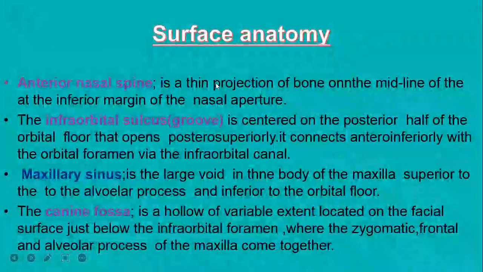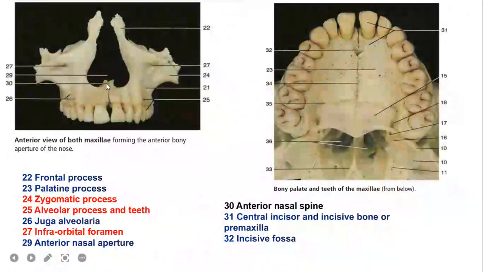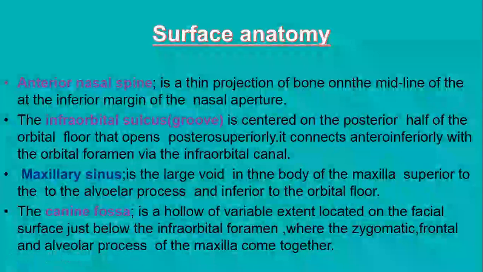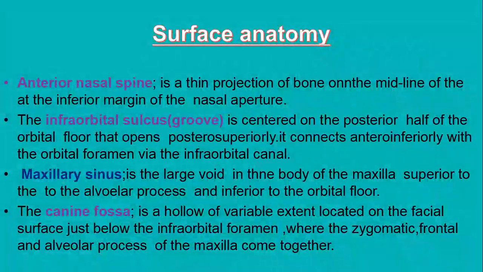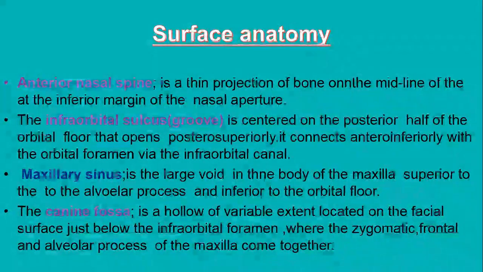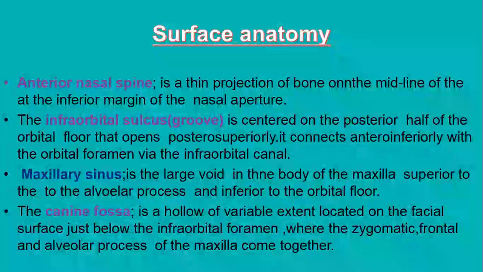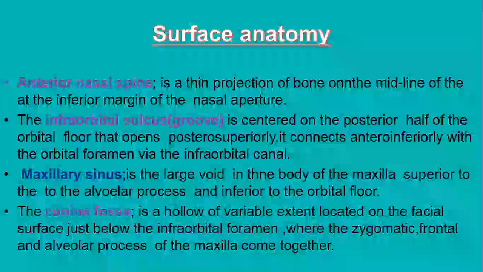Anterior nasal spine, which we've been able to identify as this part, is a thin projection of bone on the midline at the inferior margin of the nasal aperture. So that's all about that. The infraorbital sulcus, or groove, is centered on the posterior half of the orbital floor and opens posterior superiorly, and it connects anterior inferiorly with the orbital foramen via the infraorbital canal.